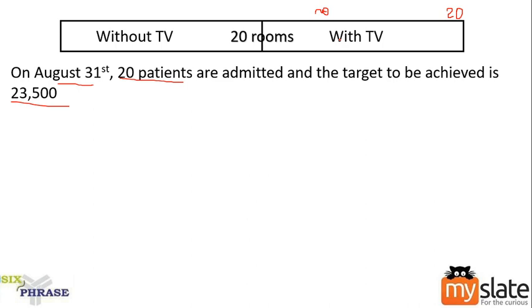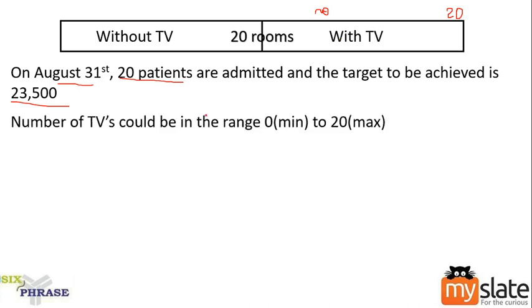So, the possibility is going to be in the range 0 to 20. Number of TVs could be in the range 0 to 20. Either no TV or you can buy TV for all the rooms. Any value within this range. You can have 3 TVs or 4 TVs or 5 TVs. It could be any value within the range. Yes? Okay.